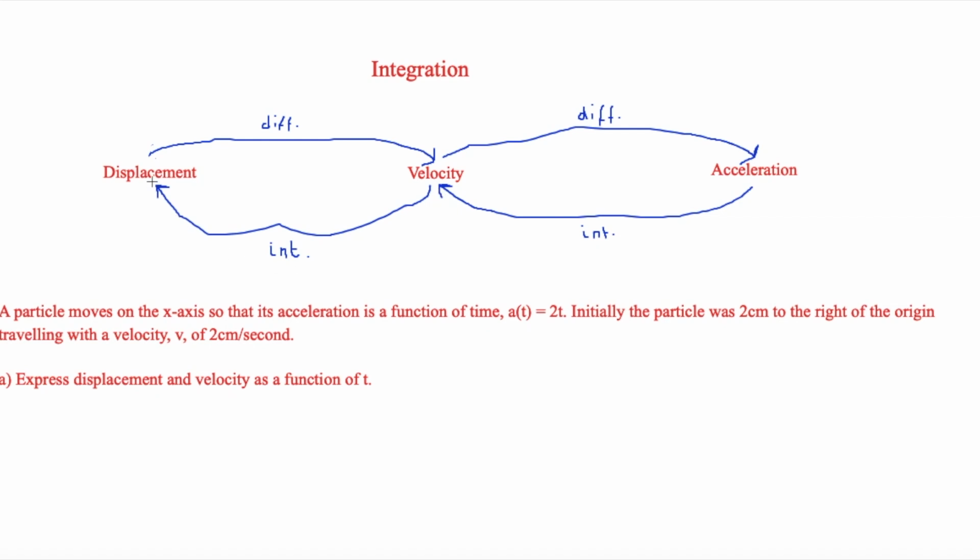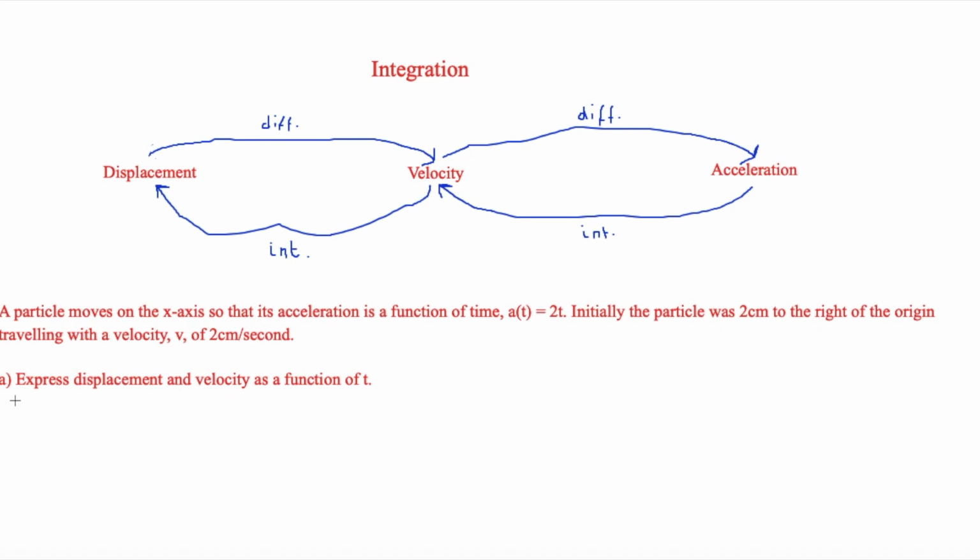So I thought if we're looking at a question which is more of a context which involves differentiation, this one says a particle moves on the x-axis so that its acceleration is a function of time, a of t is equal to 2t. That means that acceleration in terms of time is equal to 2t. And initially the particle was 2 centimeters to the right of the origin. That's giving displacement, traveling with a velocity v of 2 centimeters per second. So that's giving the velocity.